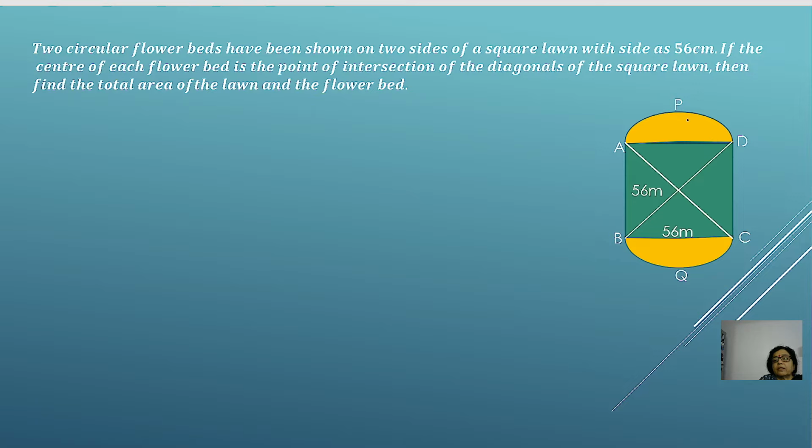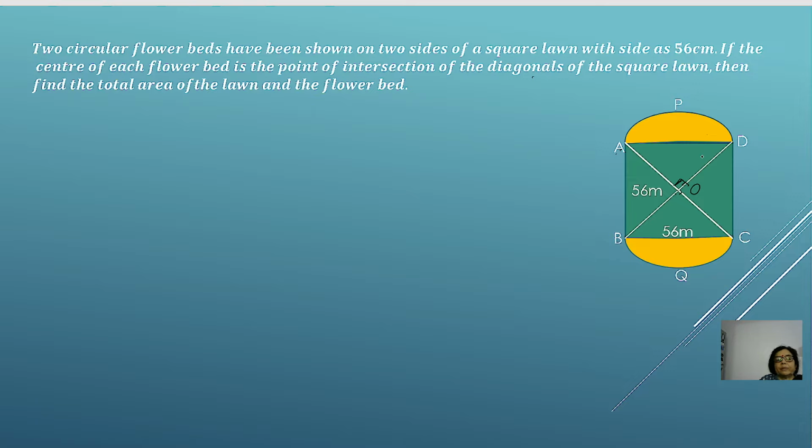semicircular ends. These are segments that have been formed with the help of this radius, that is OA. It's mentioned over here, the center of each of the flower beds is the point of intersection of the diagonals of the square lawn. So if we draw the circle, semicircle from here with this radius, this region that we get, APD, the flower bed, is a segment over here. Similarly, BCQ is another flower bed over here, which is also a segment. So here we get two flower beds which have the same area, and the angle over here is 90 degrees.